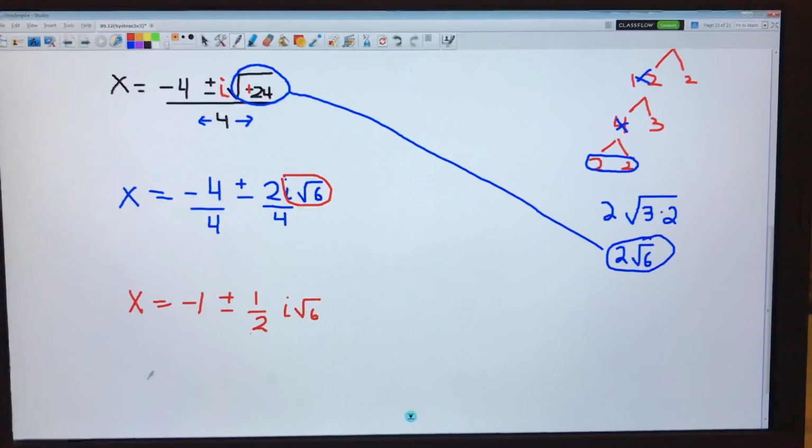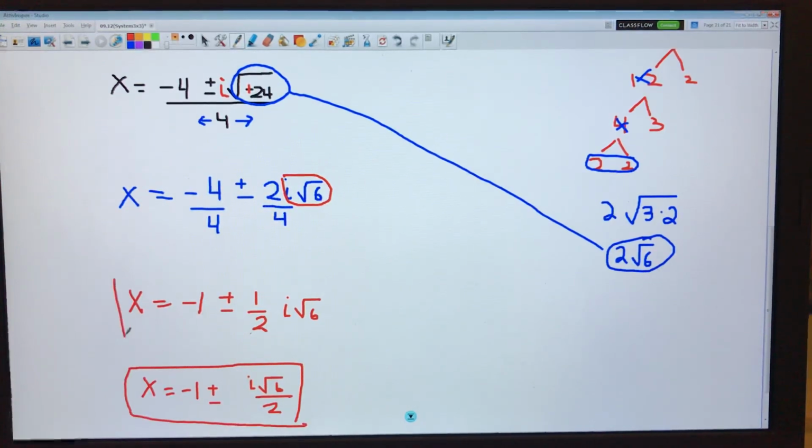You can also write the answer like this: x equals -1 plus minus i square root 6 over 2. Both are correct. I'll take both answers. Just know that you can write it in 2 different ways.